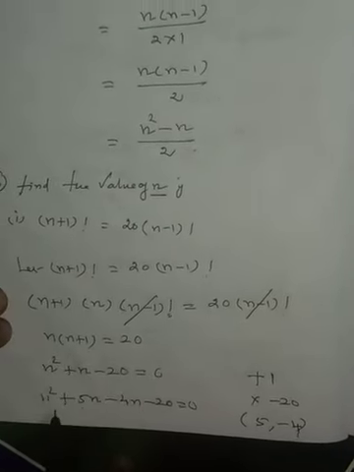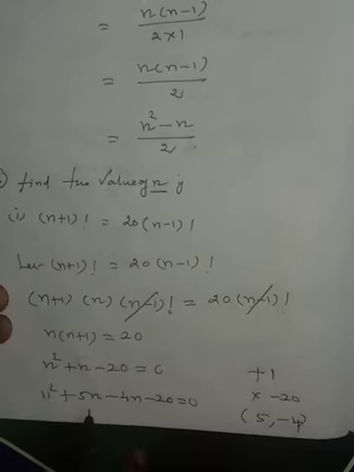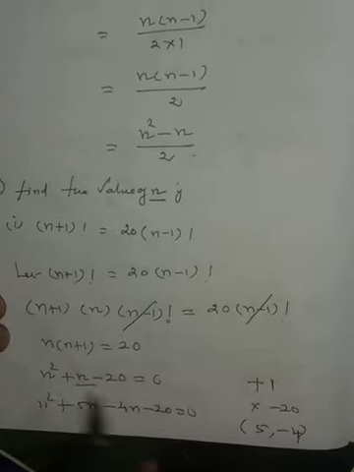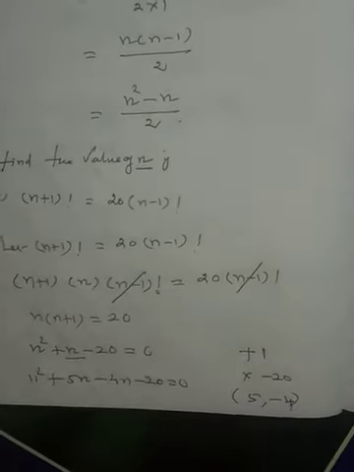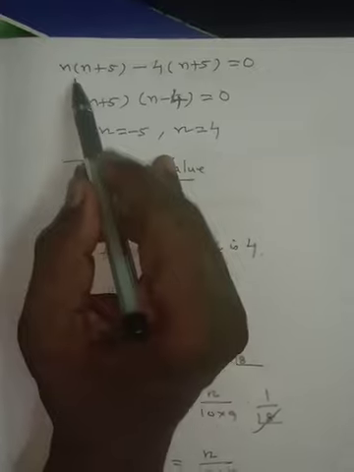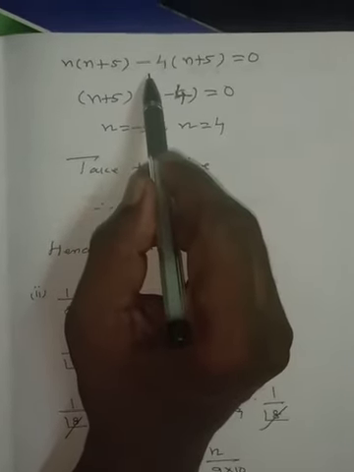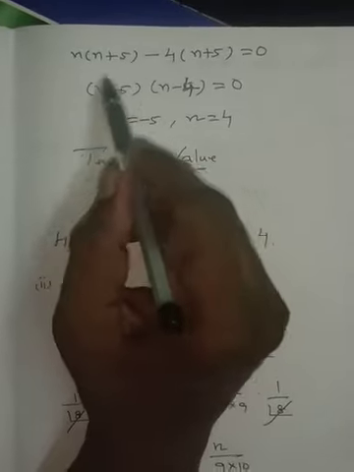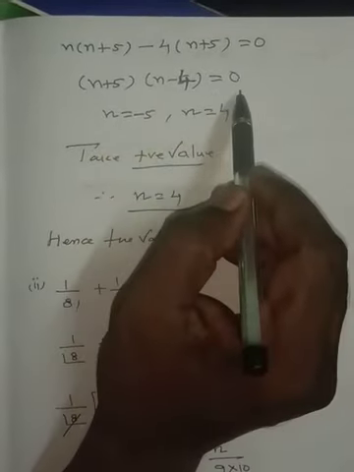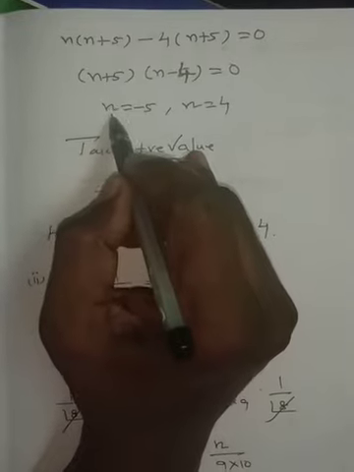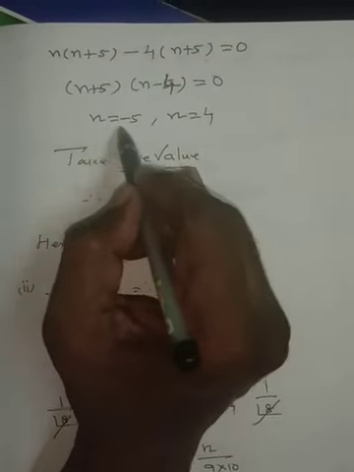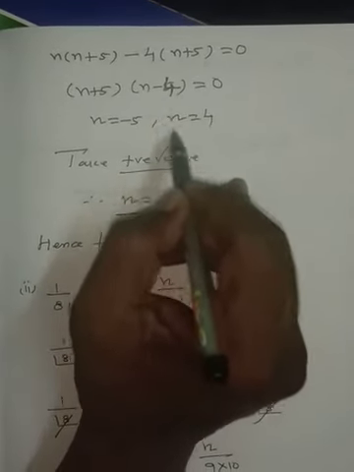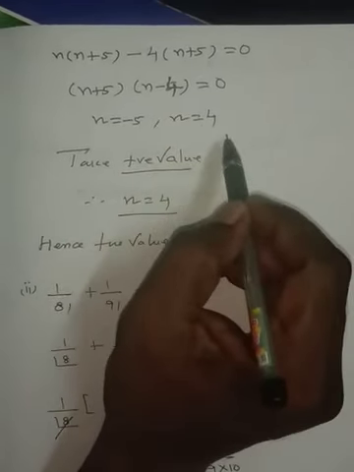This n can be written in the form of n square plus 5n minus 4n minus 20. Take the first two terms, n into (n plus 5), minus, take the last two terms, minus 4 into (n plus 5) is equal to 0. (n plus 5) is common, into (n minus 4) is equal to 0. So n plus 5 is equal to 0 means n is equal to minus 5. n minus 4 is equal to 0 means n is equal to 4. We have to take the positive value only. Therefore n is equal to 4 is the answer.